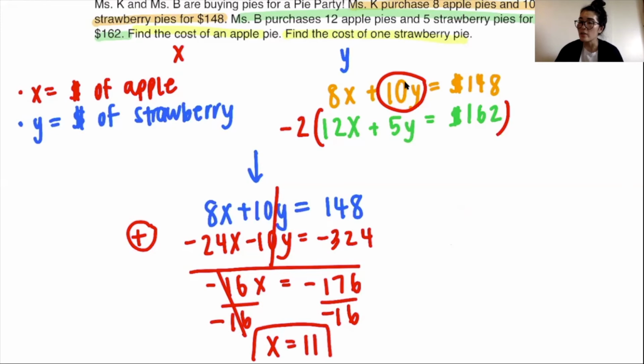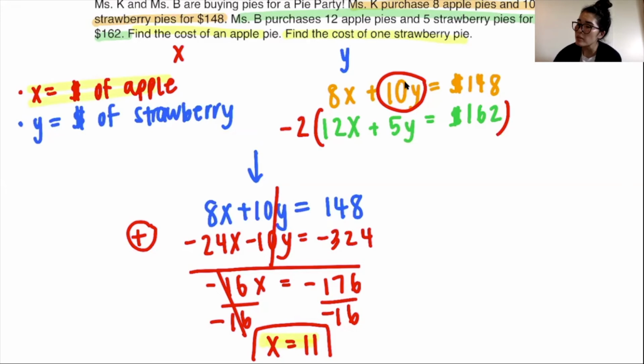All right, and then again, go back to your problem though. So when we solve this, x is 11. What that tells us is that x is the cost of an apple pie. So that means that x is $11. So each apple pie costs $11. All right, same concept though.